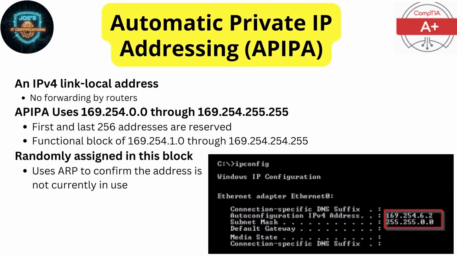For example, your device could randomly choose 169.254.77.77. So it will send an ARP request to your local subnet with a broadcast that says, "Does anybody else out there have 169.254.77.77?" And if it does not receive a response, it assumes that that address is available to use, and it will automatically assign that IP address to your local machine.